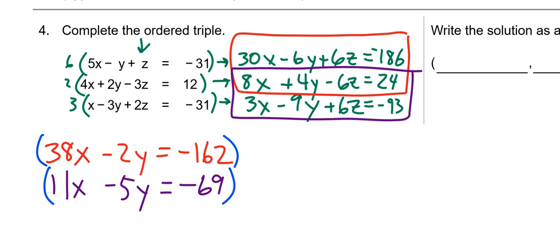I want to get rid of the y's. So what should I multiply the top equation by? 5. Okay, if I do that by 5, I'm going to do this one by negative 2. The reason being is I'm trying to get them to be either 10y or negative 10y so that we can add them together and get rid of them. So I'm going to probably grab my calculator. It's 38 times 5 off the top of my head. I can do it, but I just don't feel like it. We have 190x.